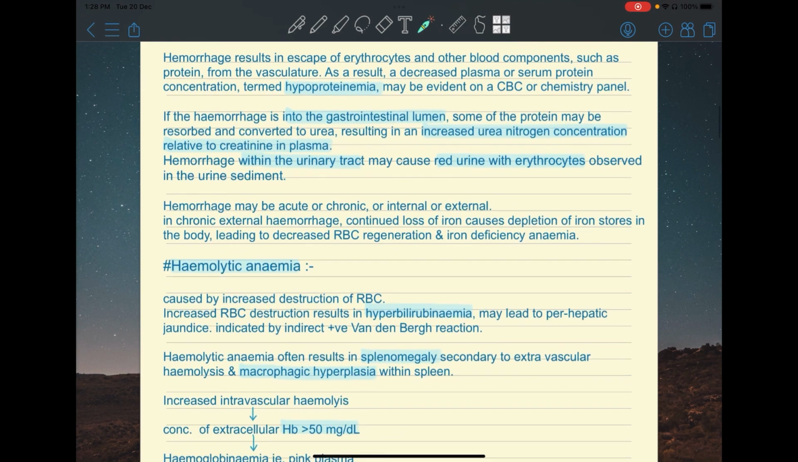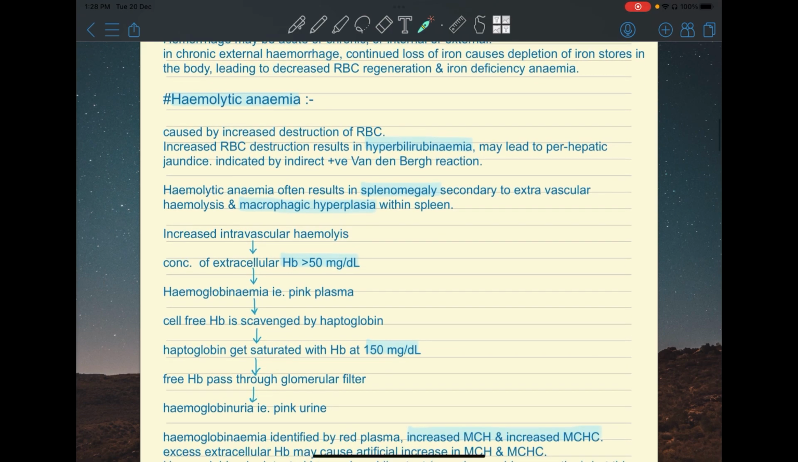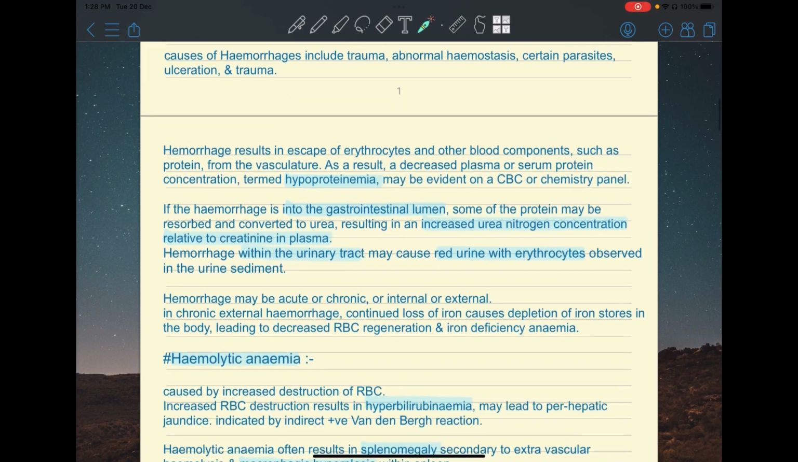One thing to note is when there's chronic hemorrhage, especially when it is external, so the blood loss is outside the body, there's no way for the body to reabsorb the iron, so it may also lead to iron deficiency anemia. And we'll come to that later. This was all for hemorrhagic anemia.